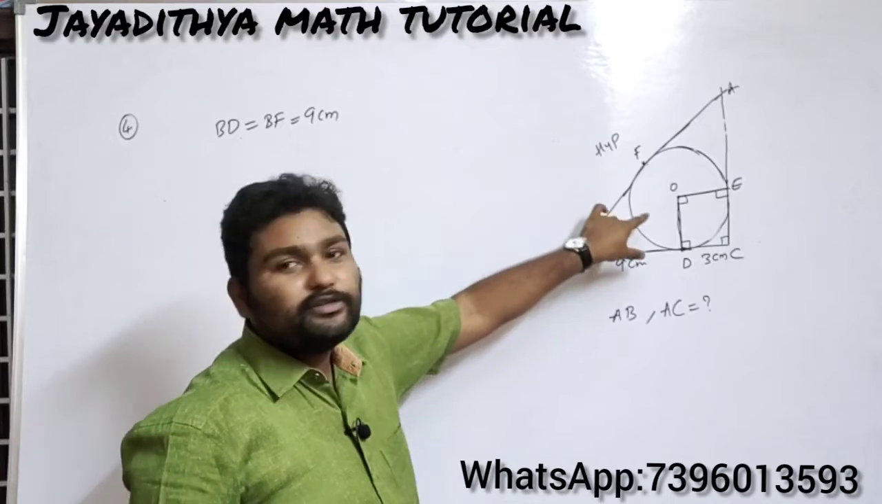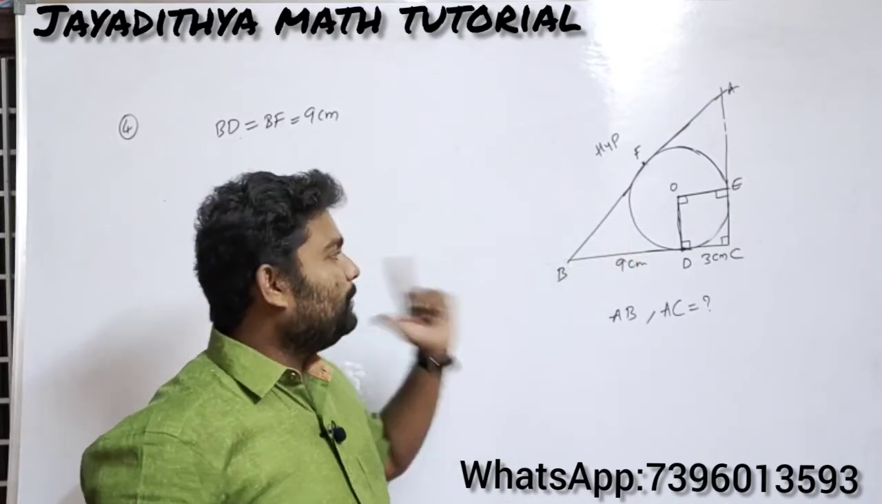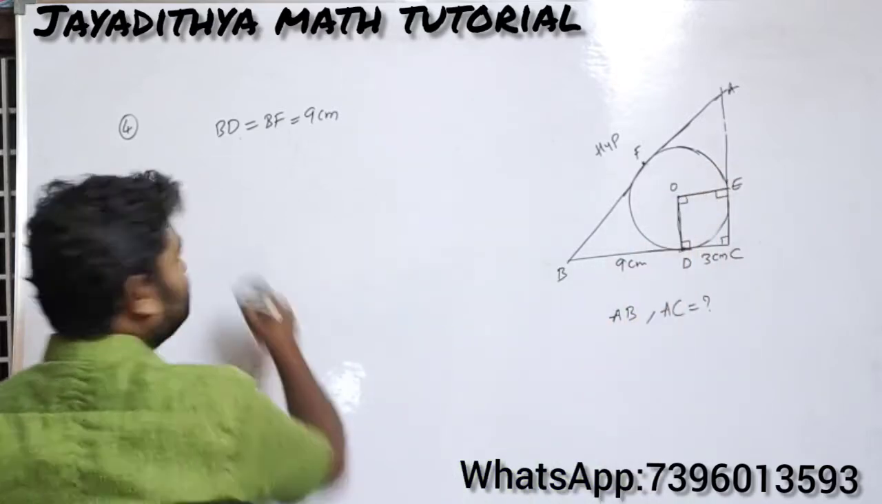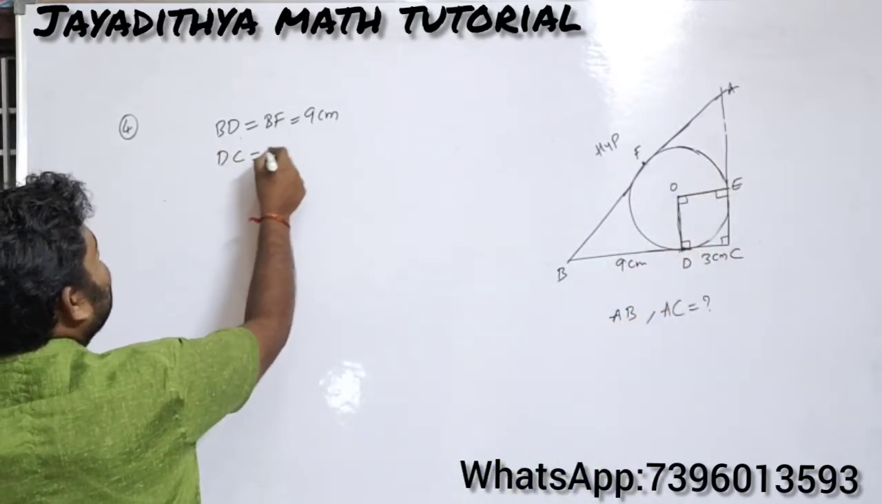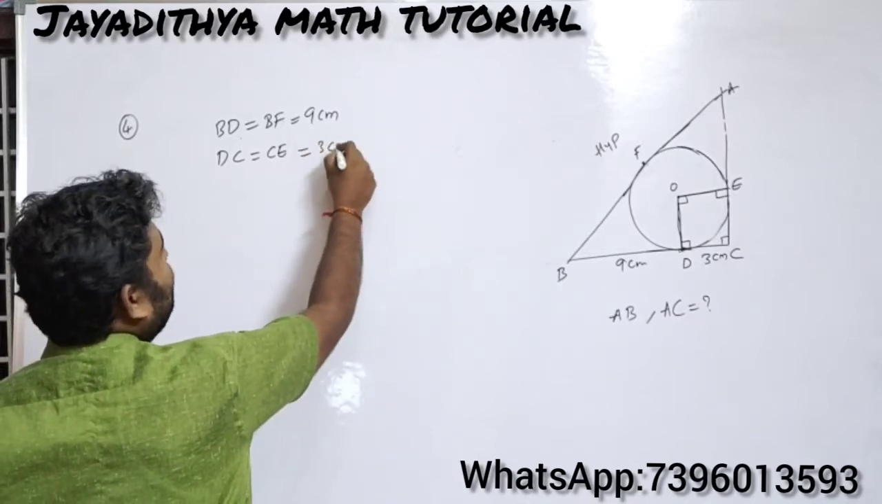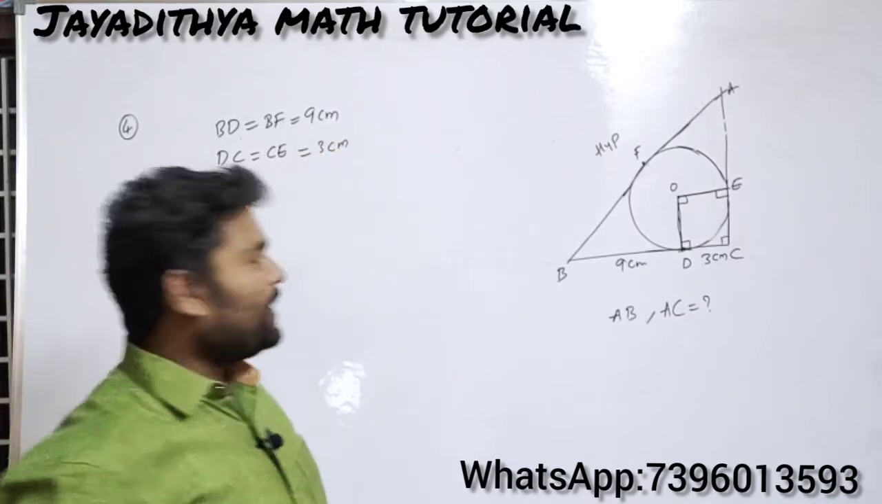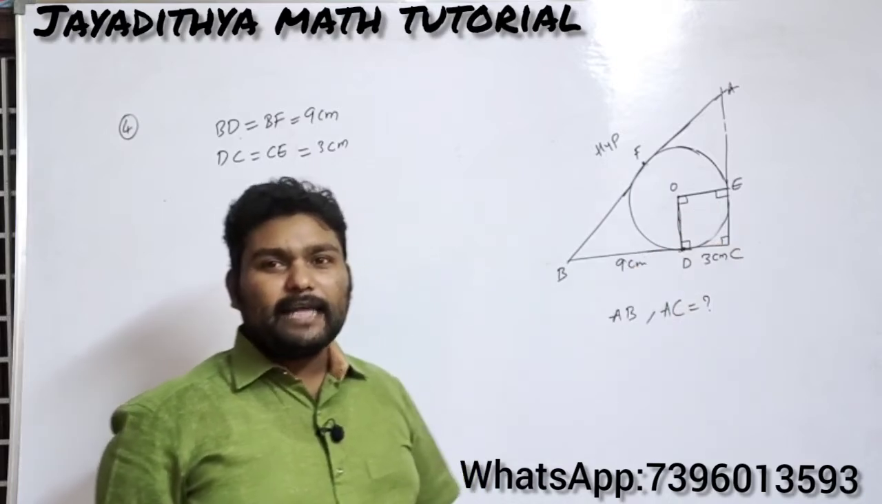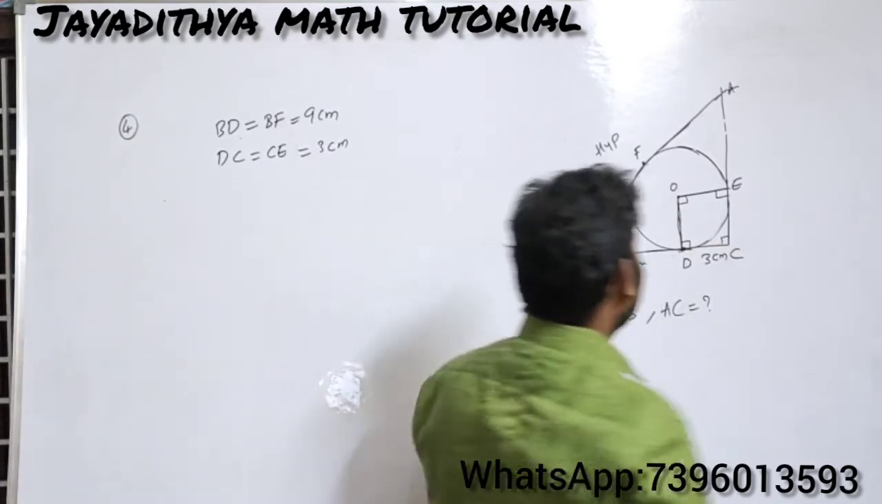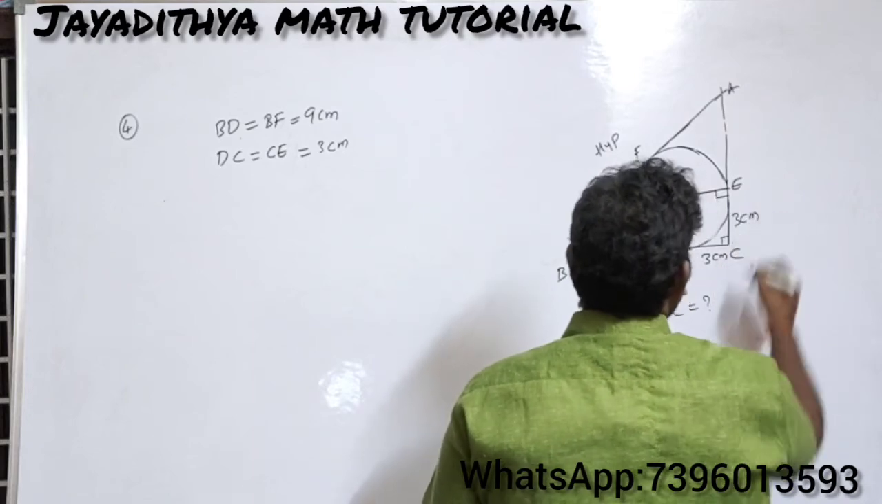Both are the tangents to the same circle from an external point B. In the same way, DC will be equal to CE. Now, DC is equal to CE, which is equal to how much? 3 centimeters. Why? Because CD and CE are again tangents to the same circle from the external point C. Here also the length of the tangents will be equal.